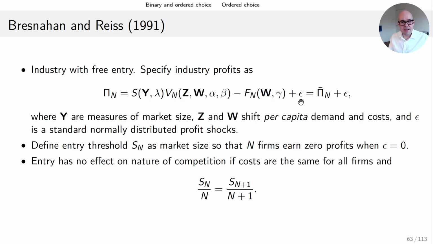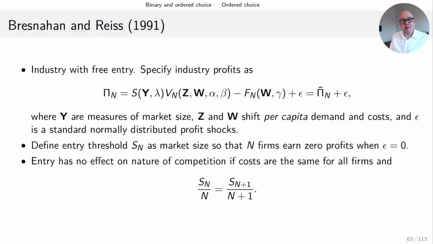So the underlying idea here is that we have data with one observation per market, and we do a cross-sectional analysis across markets. And the key variation that we're going to exploit is variation in S. Okay, so we're going to look at small cities, big cities, and we're going to look at the number of firms in small and big cities. And we're going to think of an underlying trade-off between variable profits and fixed cost.